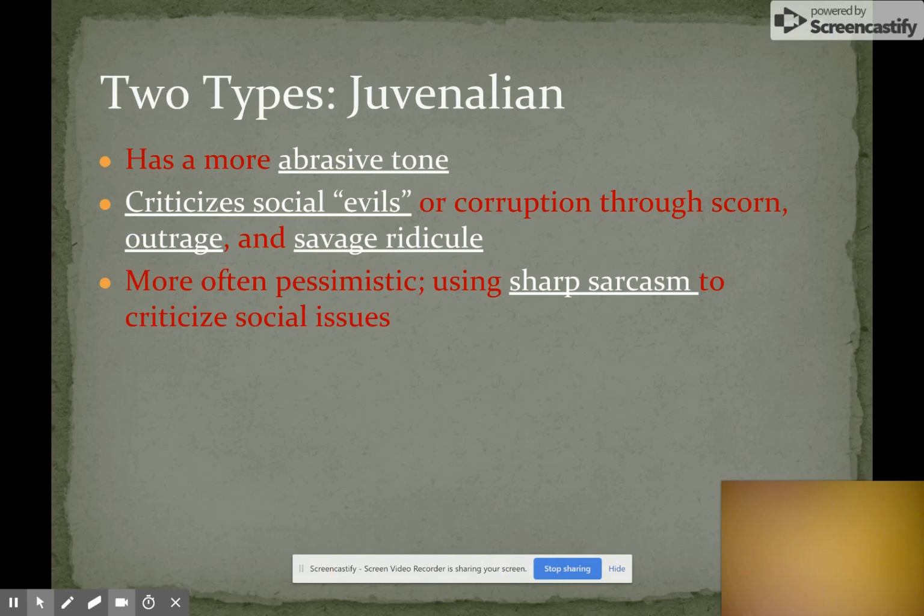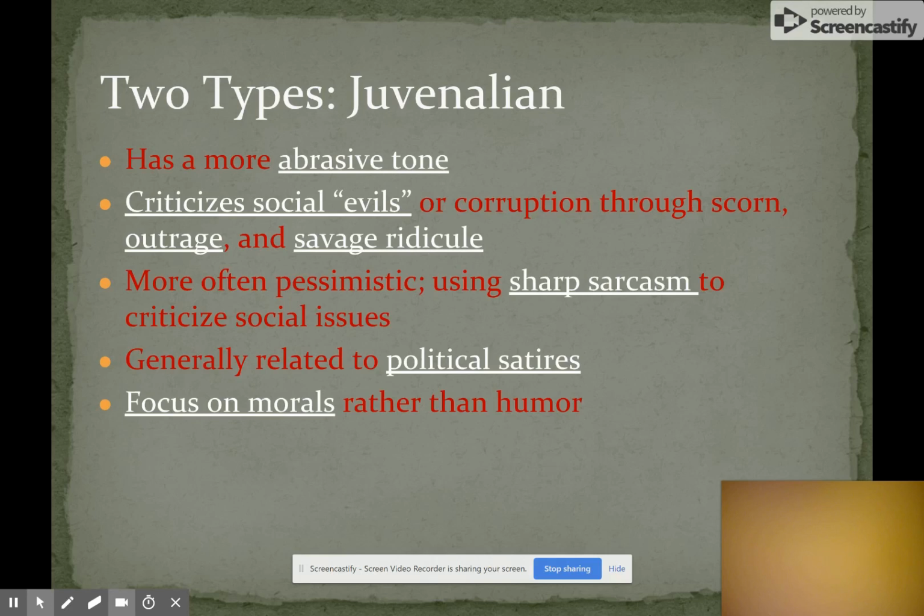More often, it is pessimistic. It uses sharp sarcasm because it's trying to criticize social issues. And it's typically generally related to political satires. So let's talk about SNL for a second. SNL is a little bit more Horatian, but at times it definitely takes a look at politics and makes fun of political situations. But usually it's in a very humorous way. It's not super sharp or biting like Juvenalian satire would be.